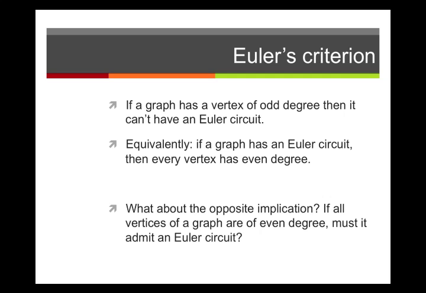Now, this is a very simple thing to check about a graph. If I present you with a graph, you can quickly figure out what are the degrees of the vertices, and if any one of those degrees is odd, then it can't have an Euler circuit. If all of the degrees are even, it seems like maybe you could, but in fact, we haven't made that argument yet, so let's think about that. So what we're asking is, what about the opposite implication? If all the vertices of a graph are of even degree, must it have an Euler circuit?